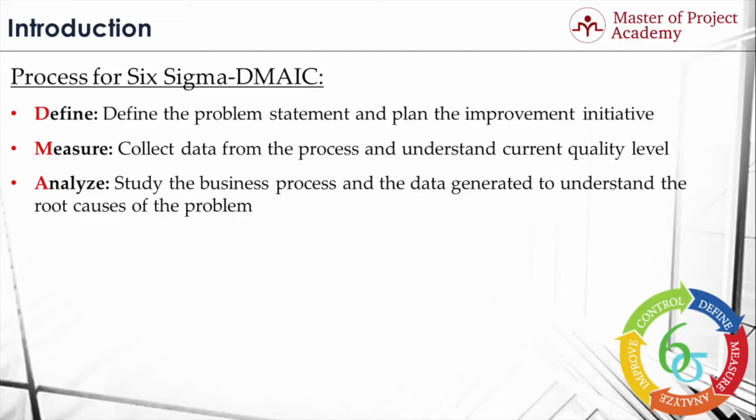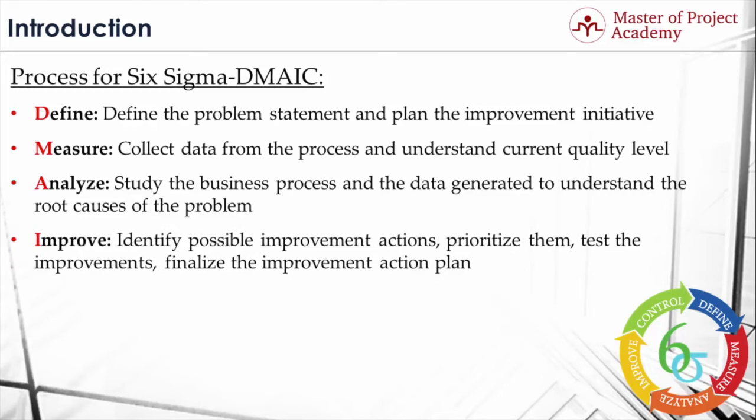The fourth phase is improve. This phase aims to identify possible improvement actions, prioritize them, test the environments, and finalize the improvement action plan. This phase is all about proposing and selecting a solution to improve the system. This is the stage where the team has to become creative enough in finding new ways to do things better, cheaper, or faster. Based on the identified root causes, the team directly addresses the causes with an improvement. In this phase, the team answers the question, what needs to be done to improve the process?